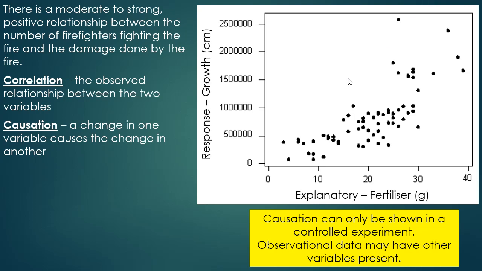So for example, if we had an explanatory variable which was the amount of fertilizer used, and the response variable was the amount of growth in plants, we control how much fertilizer we're putting on each plant, and we could measure the response. And so if we found a correlation between the amount of fertilizer and the growth, we could say that the fertilizer was causing the growth. But that's only because we had a controlled experiment. If it was an observational study, so if we're observing the firefighters and the damage being done at each of these fires, but we're not controlling them, then we can't say that there's causation between the variables.